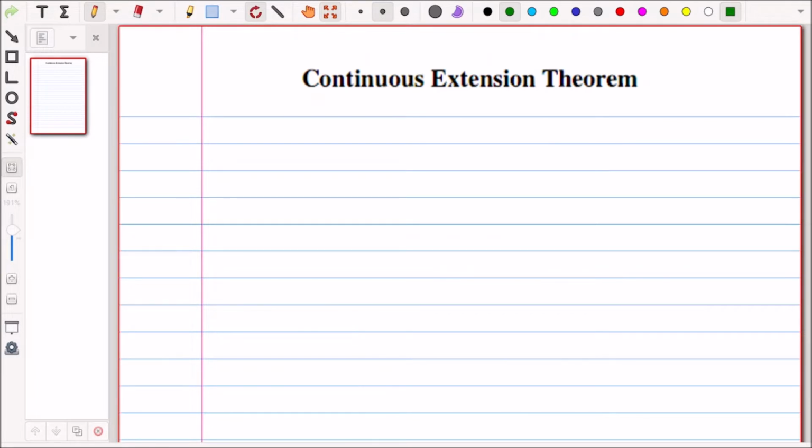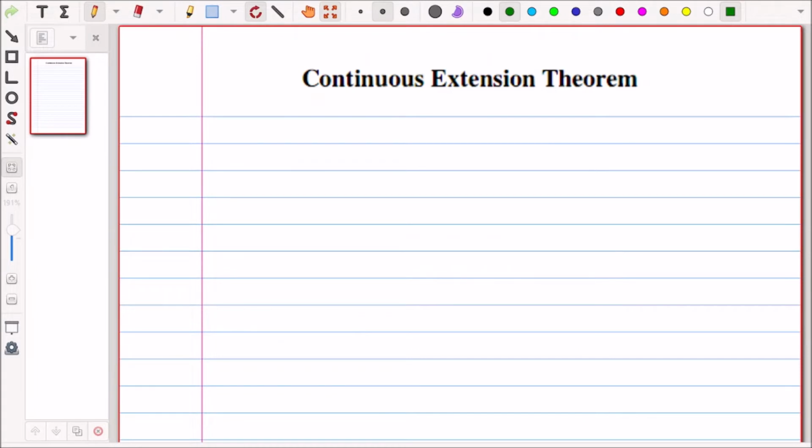So basically we are going to show that a function is uniformly continuous on an open interval (a, b) if and only if we can extend that function to a continuous function on the closed interval [a, b]. So this is what we are going to do in this continuous extension theorem.